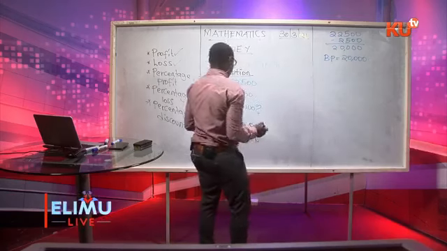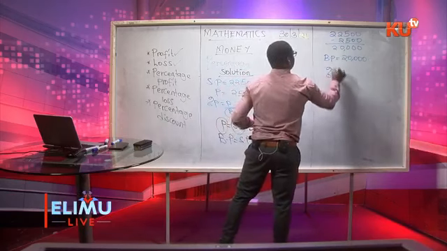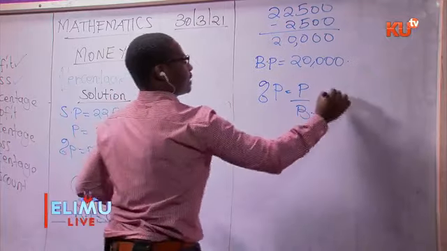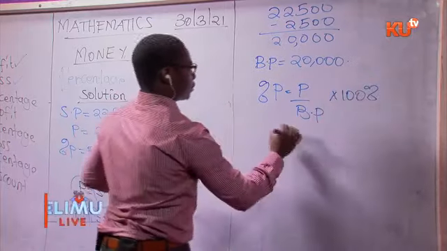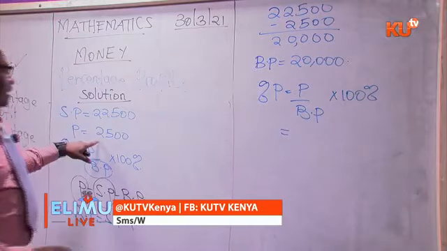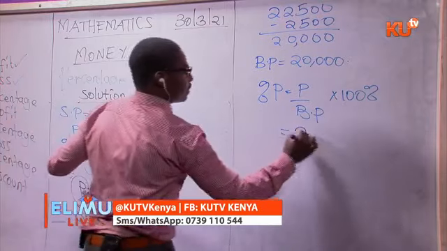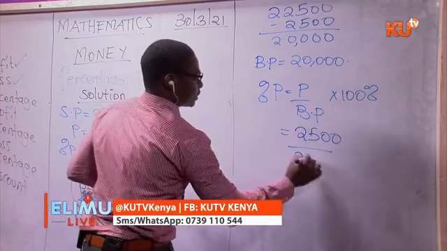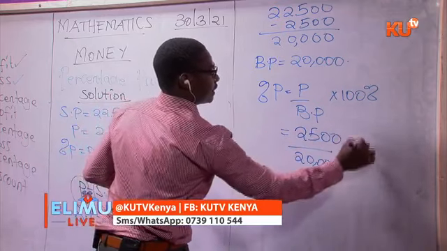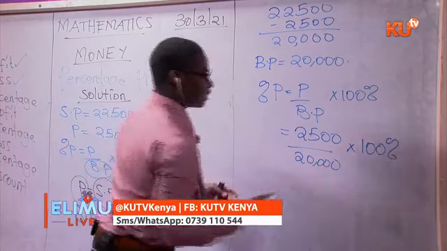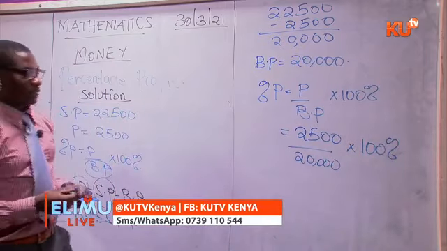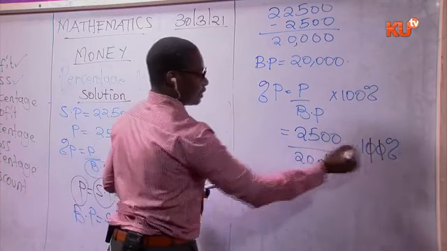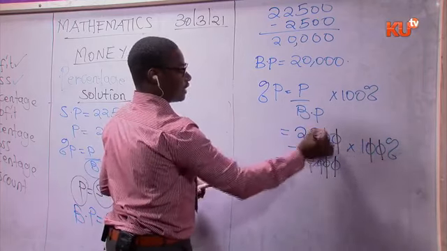Now we come to our formula. Percentage profit is equal to profit over buying price times 100%. So the profit was given here as 2,500 over buying price 20,000 times 100%. So we cancel the zeros.